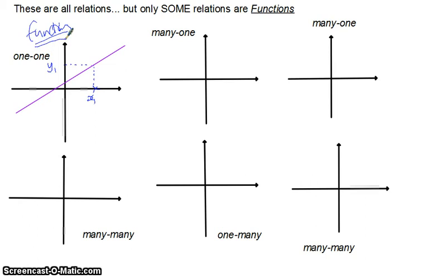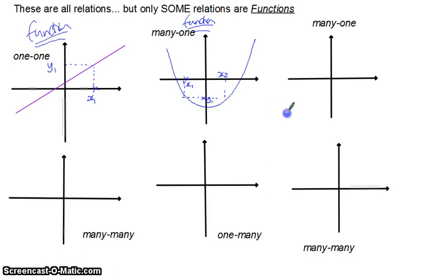Now we have a many-one relationship here, so a typical example might be, say, a quadratic like that, where we have an x value here, and that produces a y value. But there is another x value here that also produces that y value. So there are many x values producing a single y value. This is many-one and is a function.